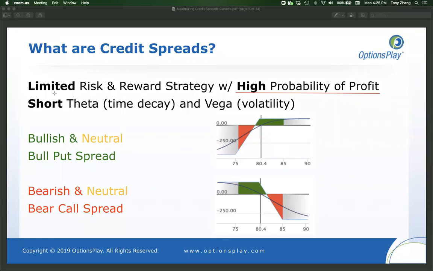Now, this is a strategy that is net short theta, so time decay is working in your favor, and you're also short vega, so volatility is working against you. You would want volatility to either be stable or contract in order for this strategy to work in your favor. There are two credit spreads that you can trade. There's a bullish and neutral spread, which is a bull put spread, and there's a bearish and neutral trade, which is a bear call spread. We're going to spend the next few minutes breaking down these two trades so that you understand how they're constructed and why you should utilize them. That, in essence, is what credit spreads are.